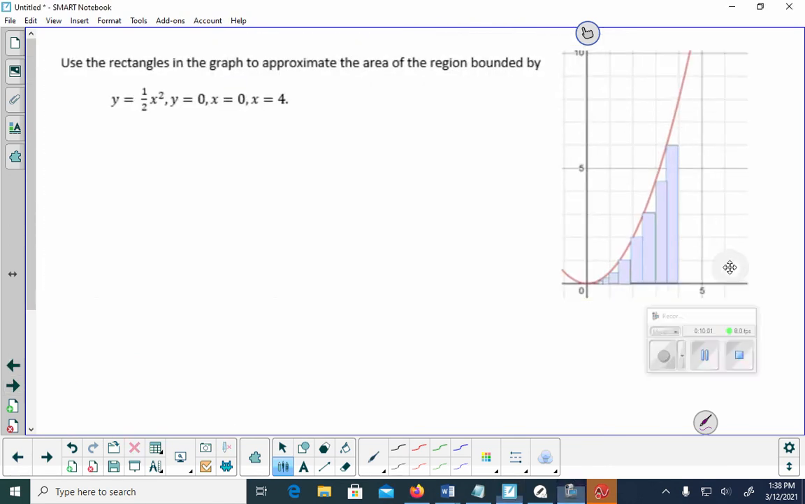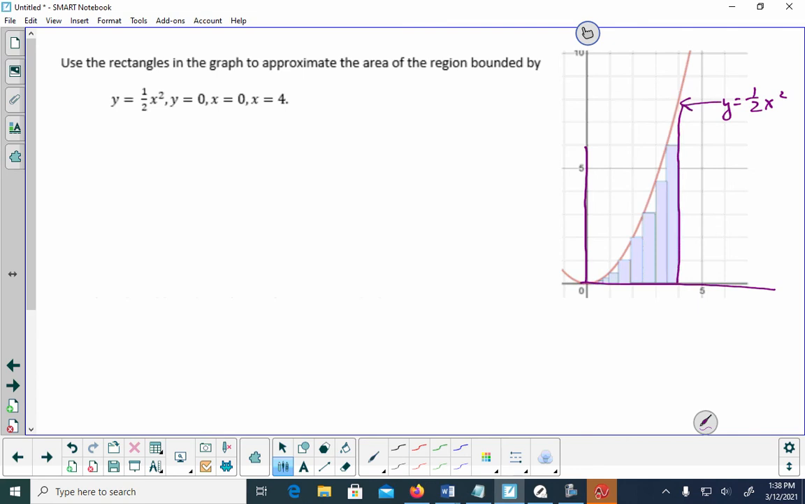Okay, so when I look at this one, it looks like it wants me to find the area underneath the graph bounded by the region. So y is equal to 1/2 x squared is that curve. The y is equal to 0 tells me that I'm above this line. X is equal to 0 tells me that I'm to the right of this line, and x is equal to 4 tells me that I'm to the left of this line. So my rectangles are already drawn, and that's half the battle, is drawing rectangles.